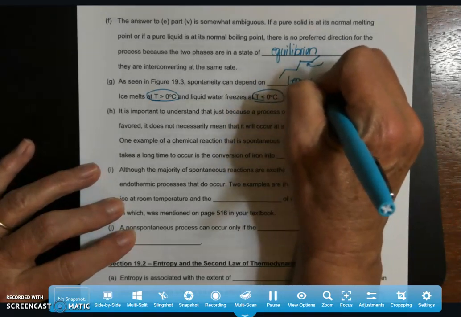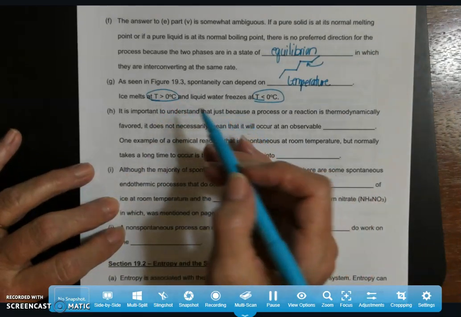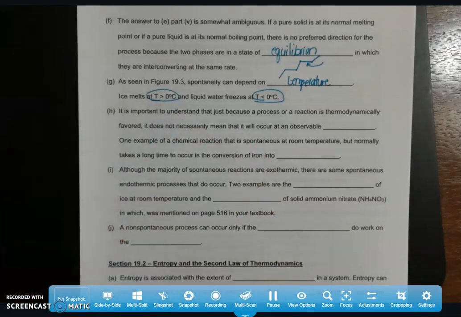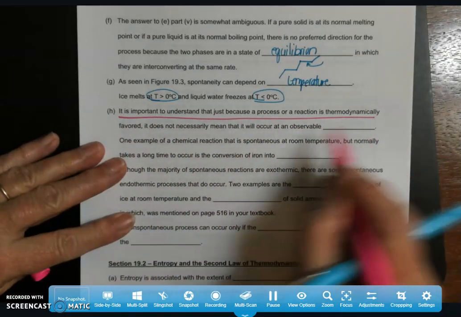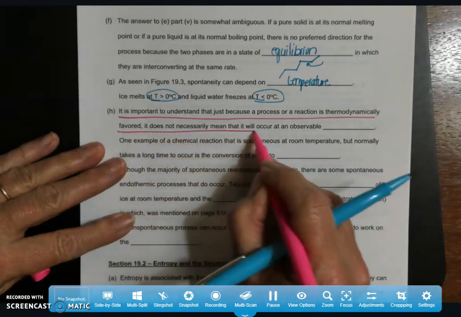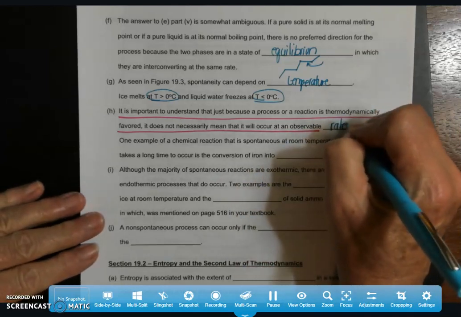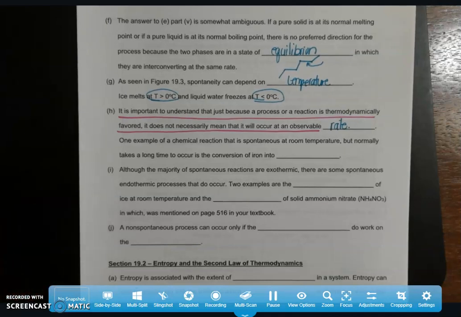So spontaneity can be temperature dependent. Because if I want to say, is the ice going to melt at 25 degrees C? Yes, it will be spontaneous, but at minus 10, it is not. Now, this is super important, and I'm going to underline this. It is important to understand just because a process is thermodynamically favored does not mean it will occur at an appreciable rate. That means it could be really, really slow, but I still do not need to assist it.